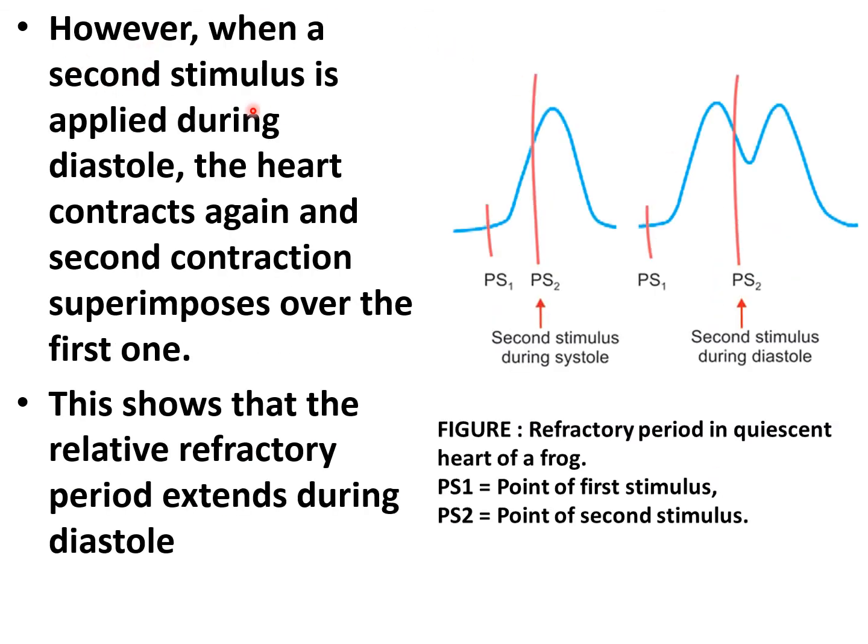However, when the second stimulus is applied during the diastole, the heart contracts again and the second contraction superimposes over the first one. And this shows that the relative refractory period extends during the diastole.